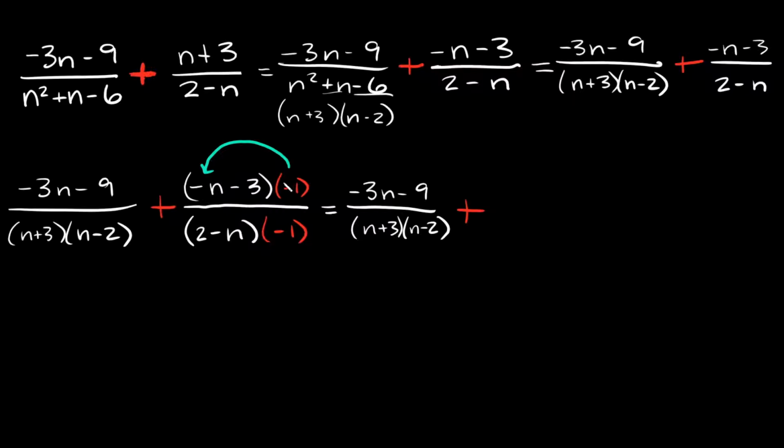So first of all, negative 1 times negative n, that's going to be positive n. And here, -1 times -3 is +3, right? So plus 3. And that's going to go over the bottom over here. So -1 times 2 is -2. And -1 times -n is +n, right? So plus n. Okay, so now that we're adding right here, now we can flip it, okay?